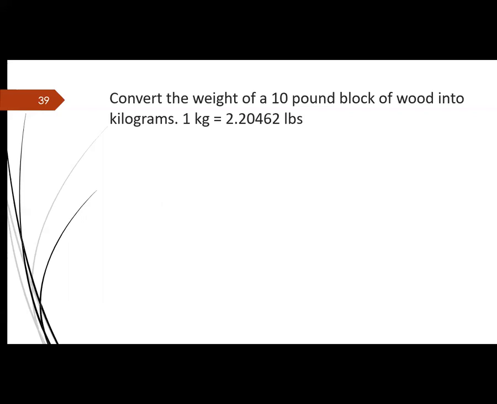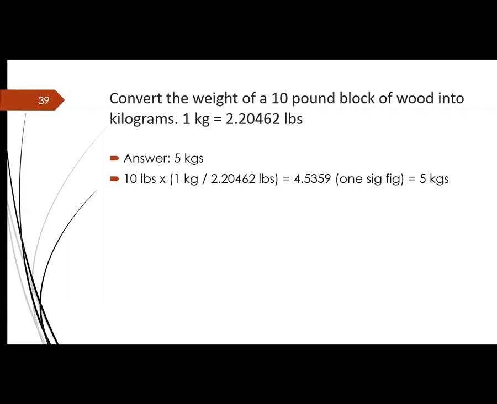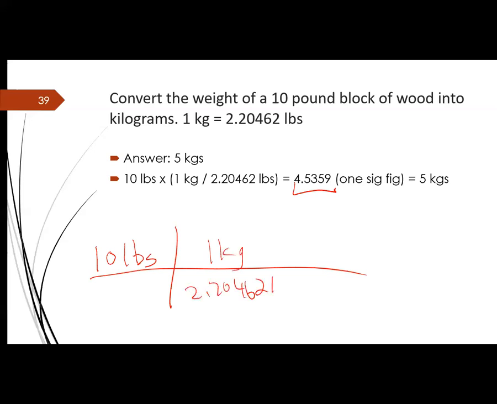In this case, we're going to convert the weight of a 10-pound block of wood into kilograms. So 1 kilogram is 2.20462 pounds. For a 10-pound block of wood, I should start with that 10 pounds. I multiply it by the conversion factor of 1 kilogram per 2.20462 pounds. I get my answer here, and then I want one significant figure, so I end up with 5 kilograms. If I was writing that out, it would have looked something like this with my 1 kilogram, 2.20462 pounds.